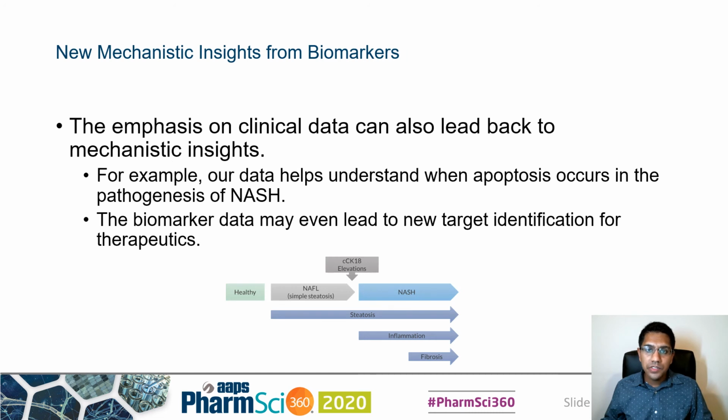Another benefit of this approach is that because clinical data is derived early without preclinical models, it can also be used to derive mechanistic insights that can help you with therapeutic identification. For example, in our case study, knowing that CK18 is elevated during human steatosis, but not correlated with fibrosis, allows us to understand when apoptotic cell death occurs during the progression of NASH, and may be helpful information for therapeutics wanting to target cell death.